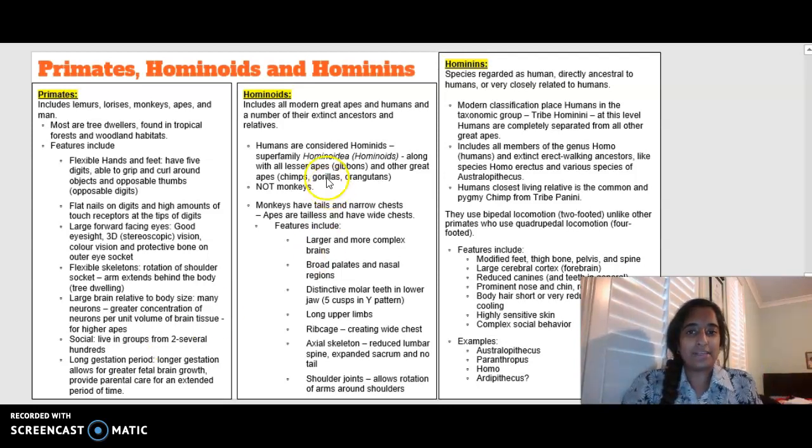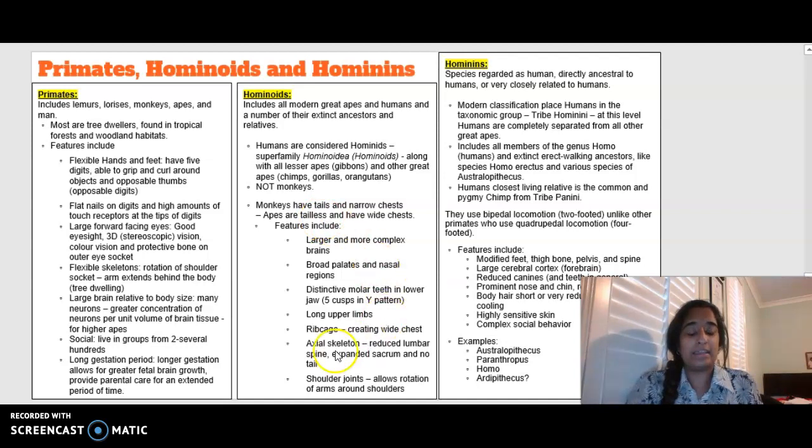All right, our next categories are hominoids or hominids, and they include all modern great apes and humans and a number of their extinct ancestors and relatives, but we do not include monkeys when we talk about hominoids. So humans are considered hominins of the superfamily, along with all lesser apes, so things like gibbons and other great apes like chimps, gorillas, and orangutans. So we are excluding monkeys from this category. Monkeys have tails and narrow chests, whereas our apes are tailless and they have wider chests.